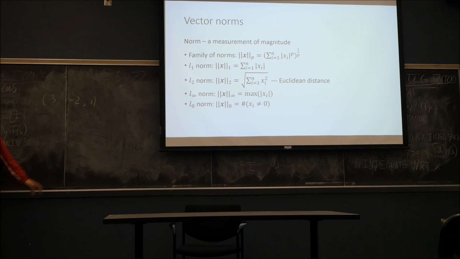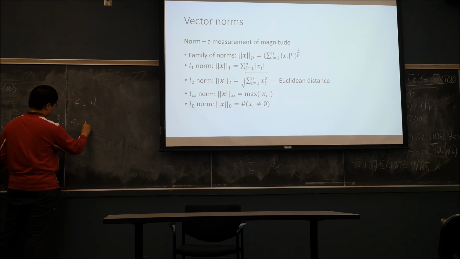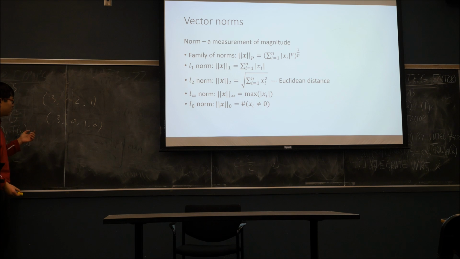There are two special norms. The L infinity norm: when you let p approach infinity, it gives you the max, the absolute value of the largest element. And the L0 norm, also called the cardinality norm, is the number of non-zero elements in this vector. For example, if you have 3, 0, 1, 0, the L0 norm is equal to 2. The number of non-zero elements. The non-zero elements are also called the support.